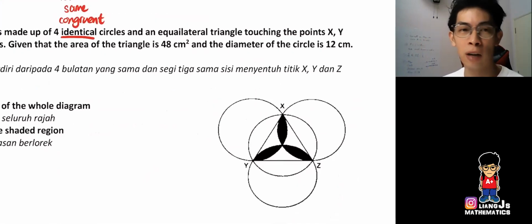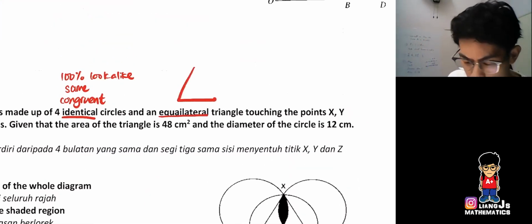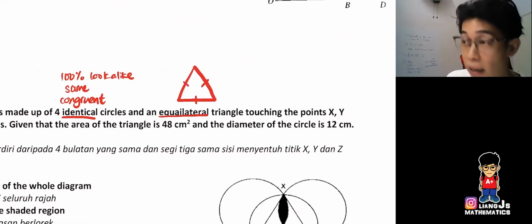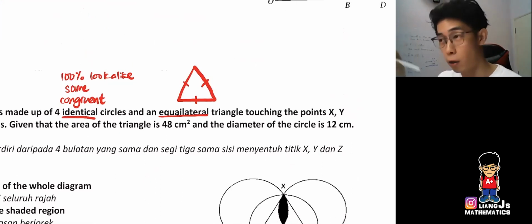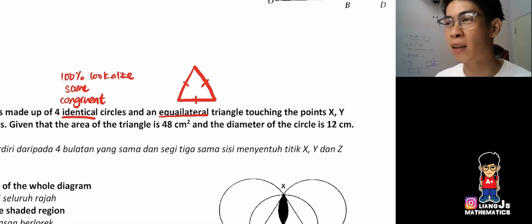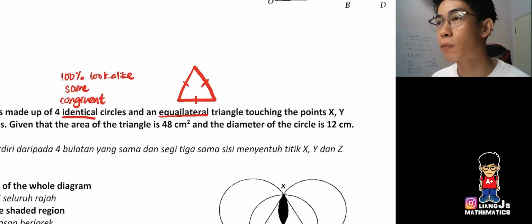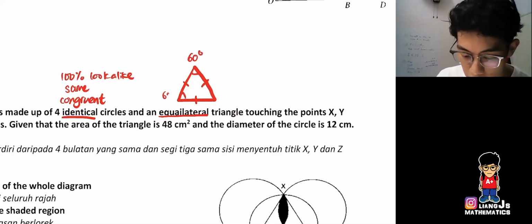Then it says there is an equilateral triangle. What is an equilateral triangle? It means a triangle with equal lengths. Can you tell me another important message for equilateral? Can you type it up? Besides same length, what else? Come, let me know. Obvious, right? Same degree. The same degree being 60, 60, and 60.